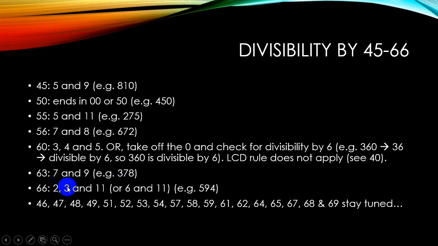For 66, you look at 6 and 11, or 2, 3, and 11. So for instance, 594. Well, it's obviously even, so it's divisible by 2. 5 plus 9 is 14, plus 4 is 18, so it's divisible by 3. And then if you take 594, break it up into 59, and break off the ones digit 4, subtract the 4 from 59, you get 55. Yes, that's a multiple of 11. So this number here, 594, is divisible by 66. And then 46, 47, all these other numbers, stay tuned for those.